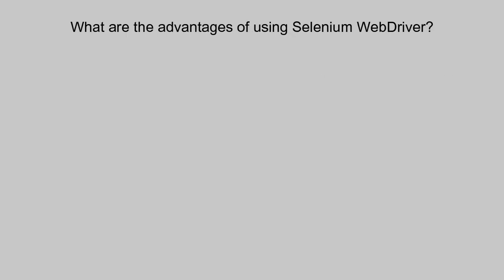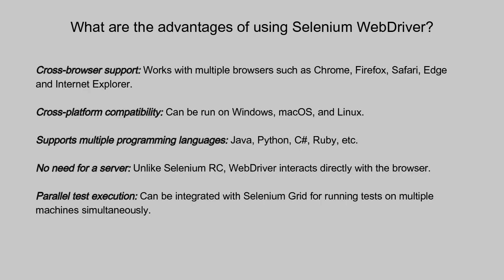What are the advantages of using Selenium WebDriver? Cross-browser support: works with multiple browsers such as Chrome, Firefox, Safari, Edge, and Internet Explorer. Cross-platform compatibility: can be run on Windows, macOS, and Linux. Supports multiple programming languages: Java, Python, C#, Ruby, etc. No need for a server: unlike Selenium RC, WebDriver interacts directly with the browser. Parallel test execution: can be integrated with Selenium Grid for running tests on multiple machines simultaneously.